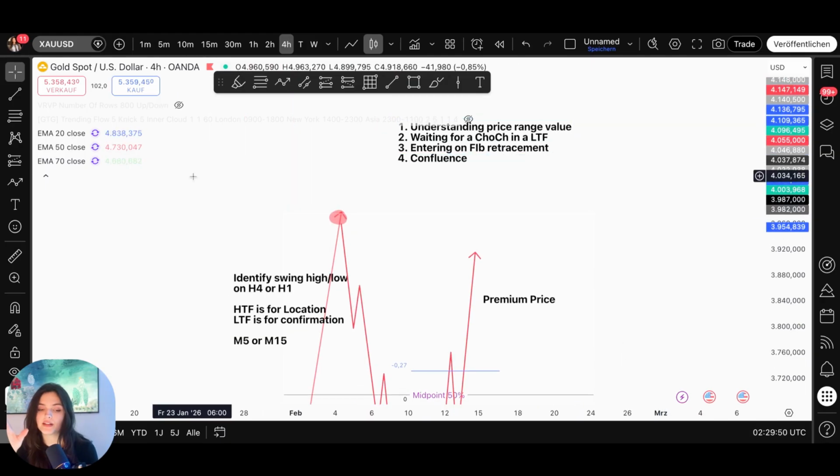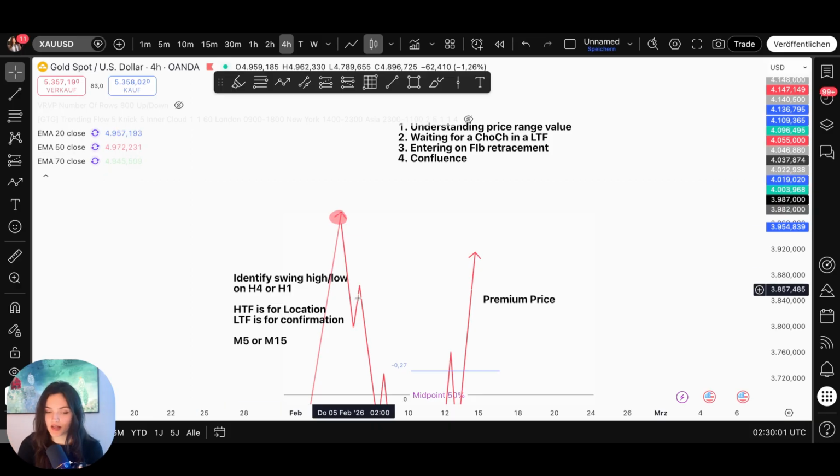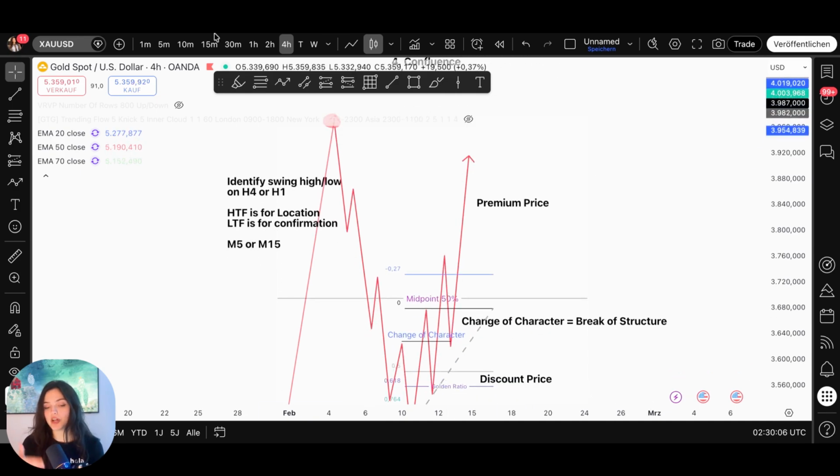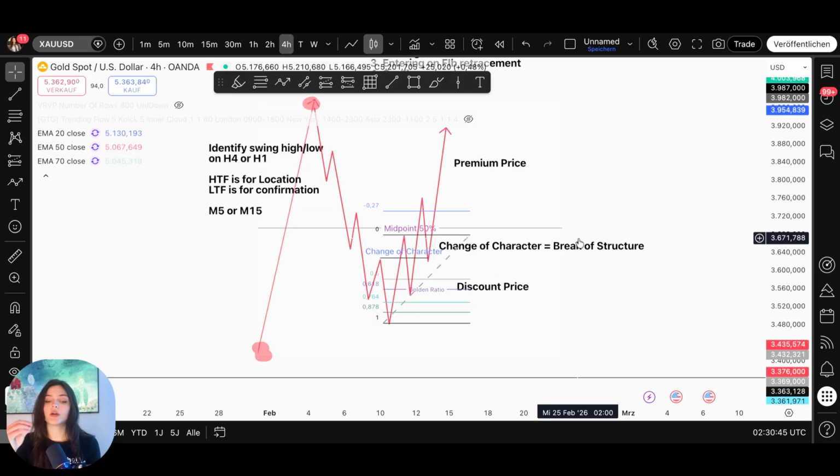So the 0.618 level alone is not enough, and this part is important because I'm not taking every 0.618 retracement I see. What makes this setup stronger is confluence. Confluence means multiple technical reasons that align at the same price area. So in a bullish scenario, here is what I want to see. So first, on a higher time frame, we have our range and price is in a discount area.